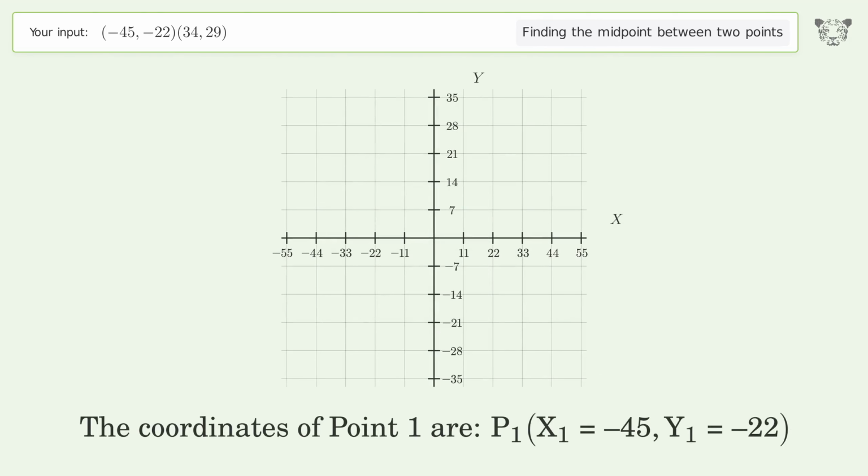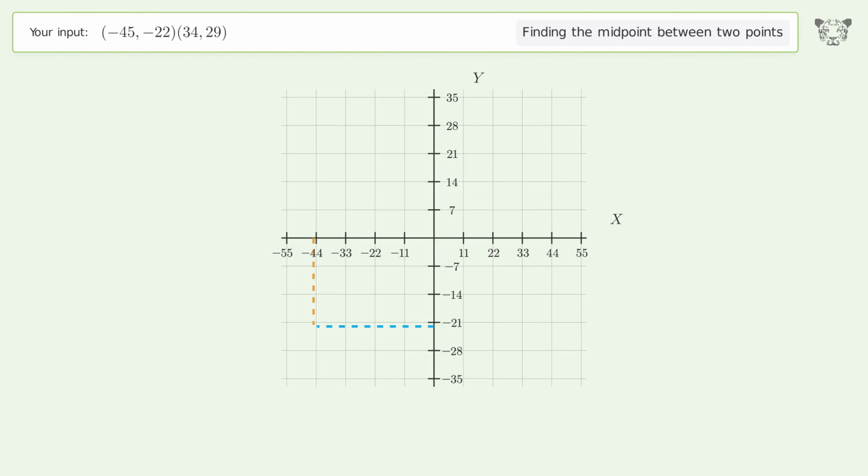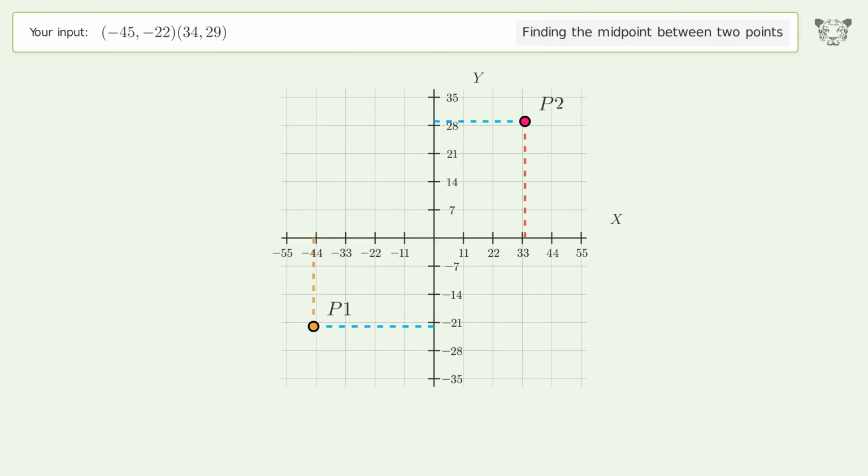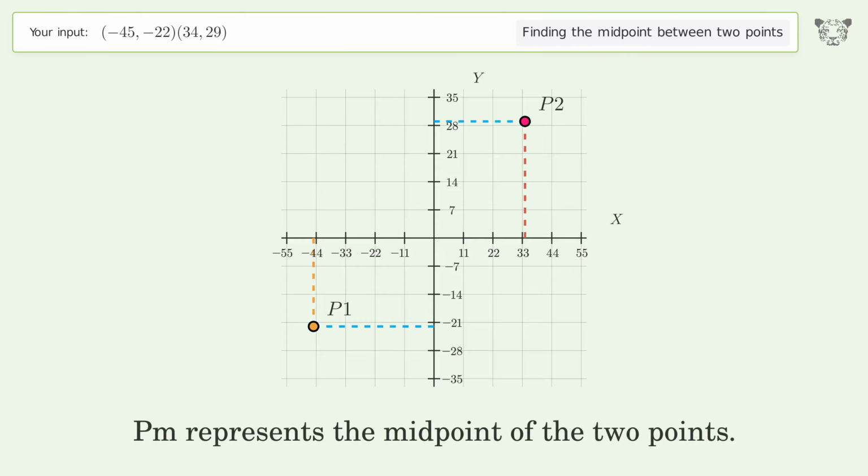The coordinates of point 1 are, x1 equals negative 45, y1 equals negative 22. The coordinates of point 2 are, x2 equals 34, y2 equals 29. PM represents the midpoint of the 2 points.